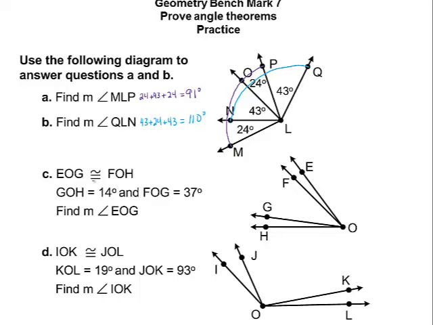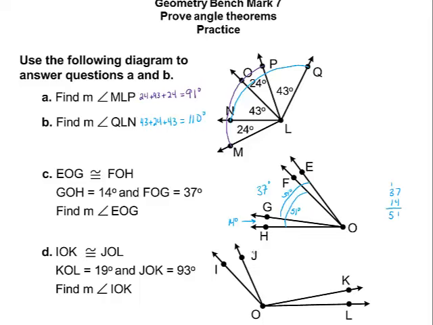Okay. This is just like that last example. So EOG and FOH are the same. So EOG, that's this one, and FOH is this one. So these two are the same size. GOH, this little piece right here, is 14. And FOG, this part in the middle, is 37. And we want to find EOG. Well, if I add these two pieces together, I'll get this length, or degrees, not length. So this is 51 degrees, which means this one will also be 51 degrees. So it's on this side.